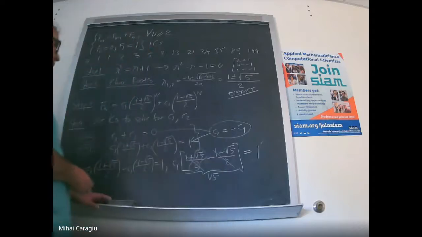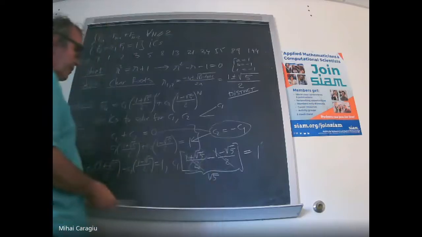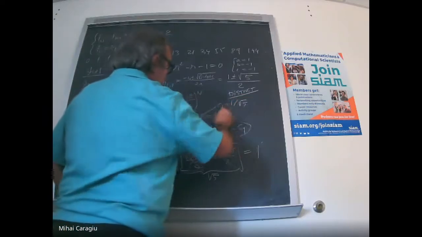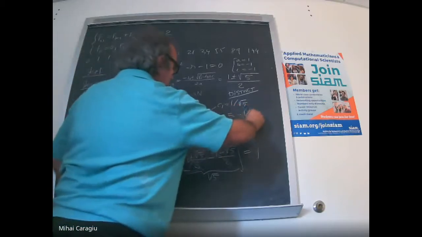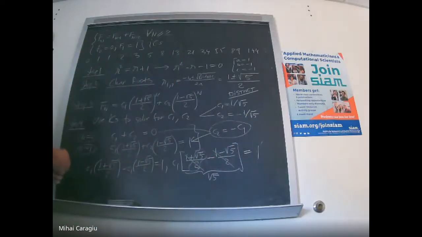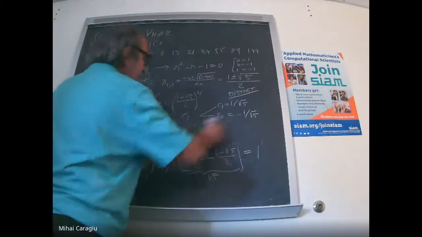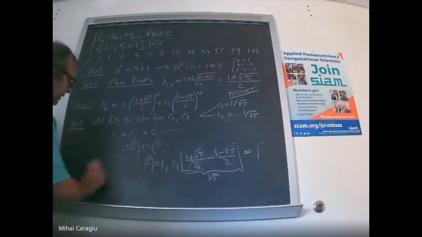So what we got here? C1 equals 1 over square root of 5, and C2 equals minus C1, which is minus 1 over square root of 5. Okay, so we are done with step number 4. Let's erase the work and keep the truth: C1 equals 1 over square root of 5, C2 equals minus 1 over square root of 5.